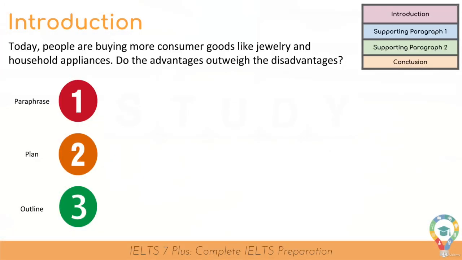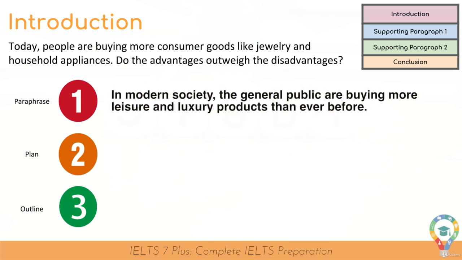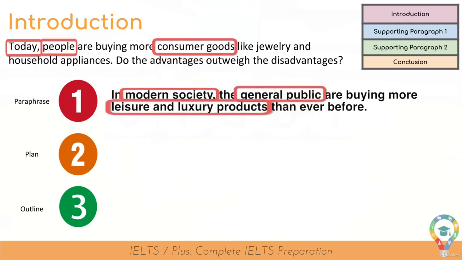So here we are at our 3-sentence introduction: paraphrase, plan, and outline. I'm going to go through each sentence to show you how I would create my introduction to answer this question. First up, paraphrase. In modern society, the general public are buying more leisure and luxury products than ever before. The key phrases that I paraphrased here are today into modern society, people into the general public, and consumer goods into leisure and luxury products.